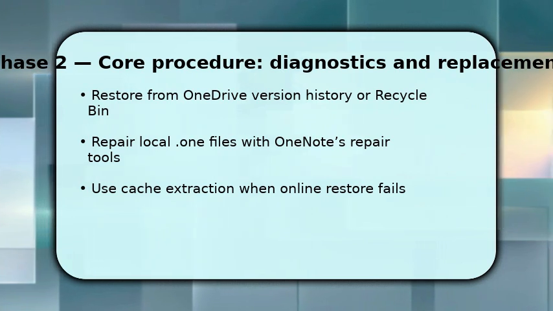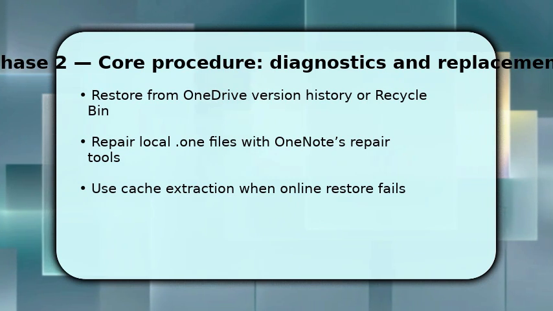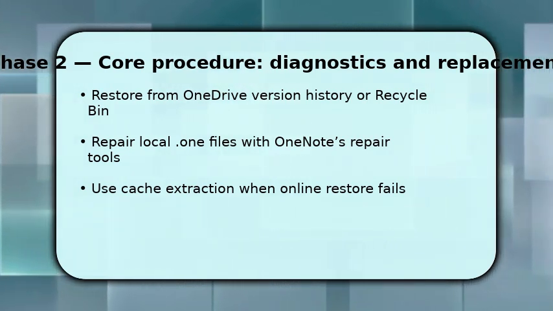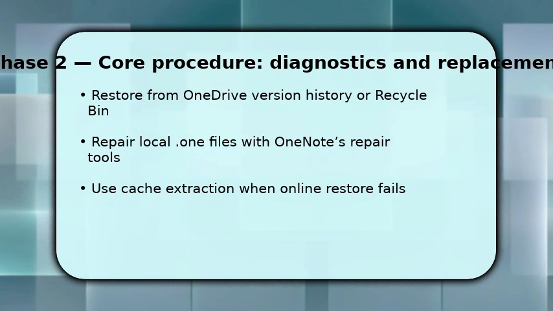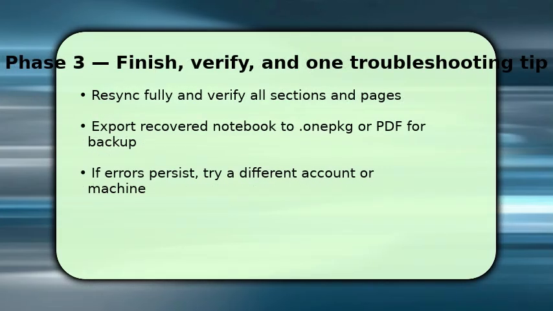When the cloud and repair tools fail, extract data from the OneNote cache folder and recreate sections manually, and then resync to ensure changes propagate. Make sure to monitor for sync conflicts. You finish by forcing a full sync and verifying that every section and page is present. Give it time and watch the sync status for errors.